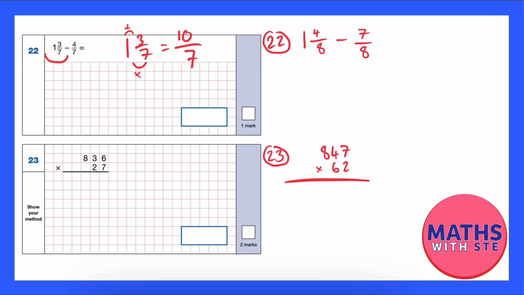Now it becomes a lot easier. So let's rewrite out the question. I go 10 over 7, take away 4 over 7. Now when you're adding or taking away with fractions, the denominator has to stay the same. So the 7 is going to stay the same. Then you do 10 take away 4, which is 6. So the answer to this one is 6 over 7.